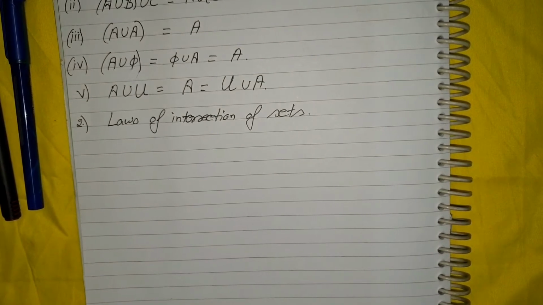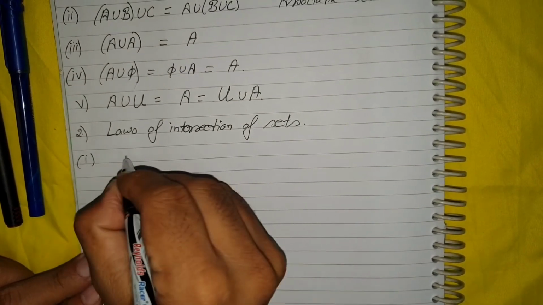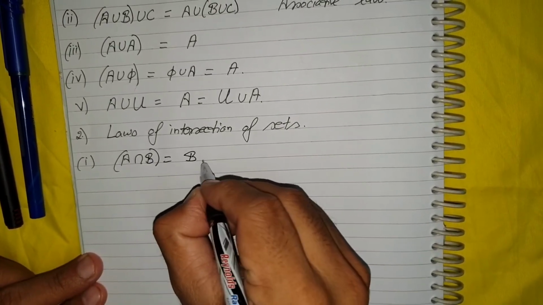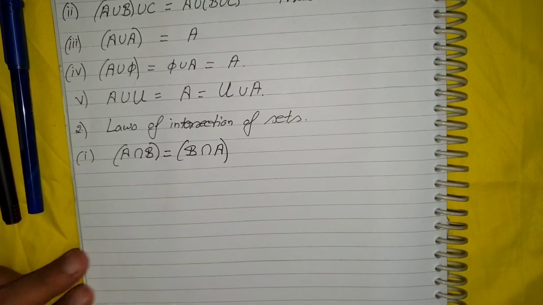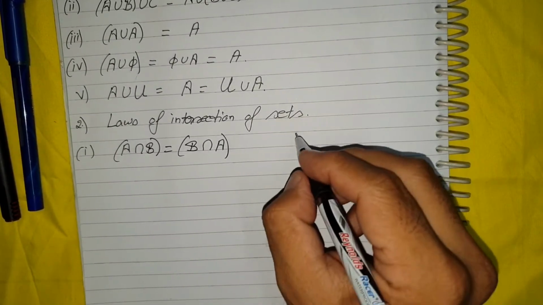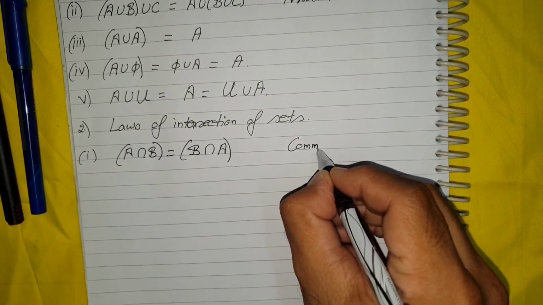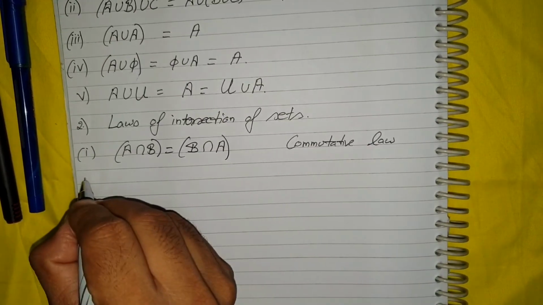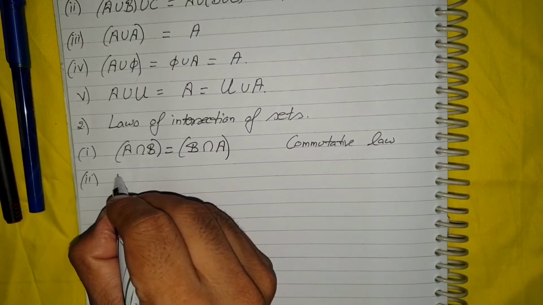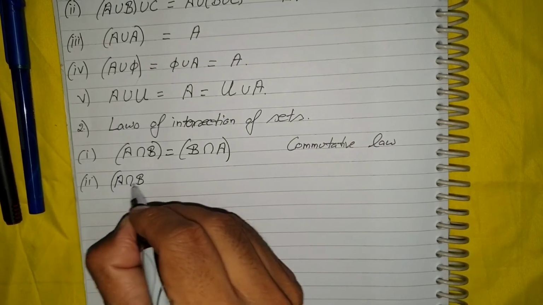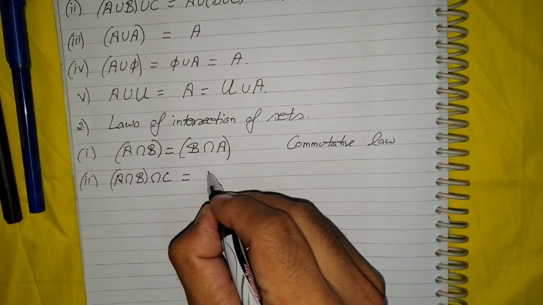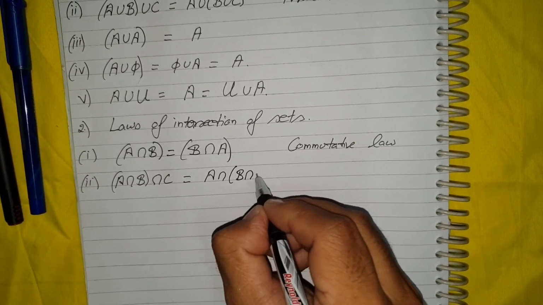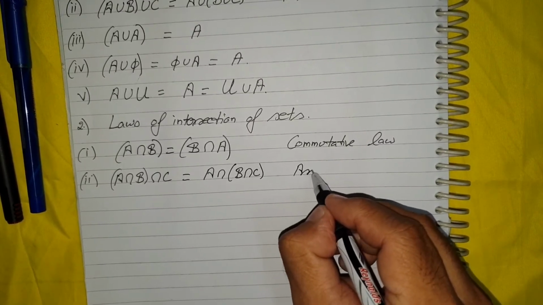Now the second point is the law of intersection of set. First point is, A intersection B will be the same as B intersection A. This is again the commutative law. Second point, A intersection B intersection C is the same as A intersection B intersection C grouped either way. Again, this is the associative law.